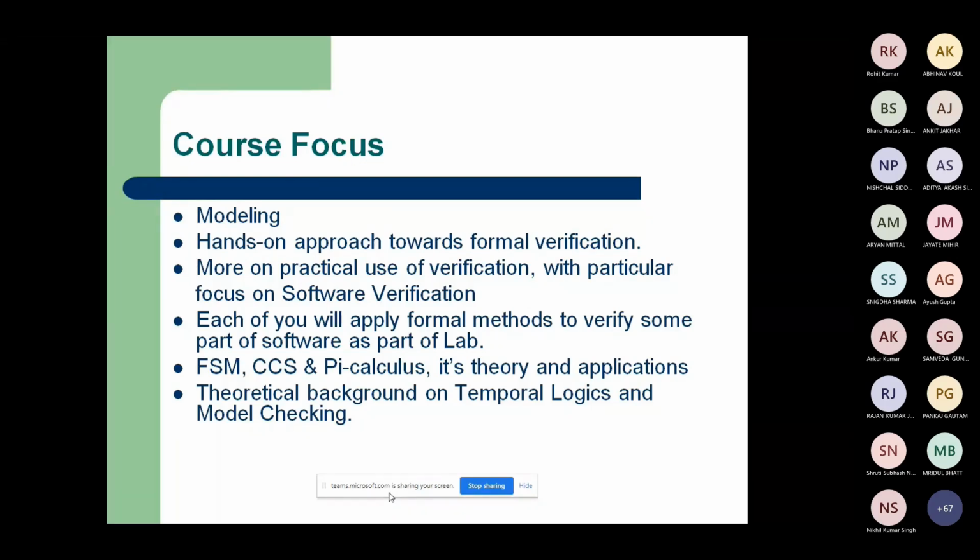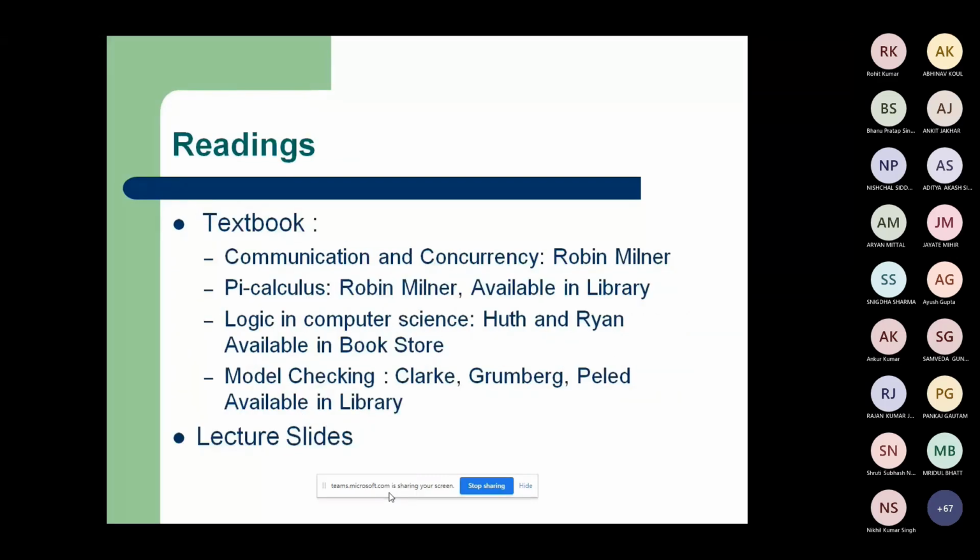Okay, so textbooks, as far as the readings are concerned, there are going to be certain textbooks. So Communication and Concurrency by Robin Milner, and then the Pi Calculus book is also by Robin Milner. These books are available in the library, but probably you don't have access. So these books are also available online on the net. If you can find them, search for them, it's good.